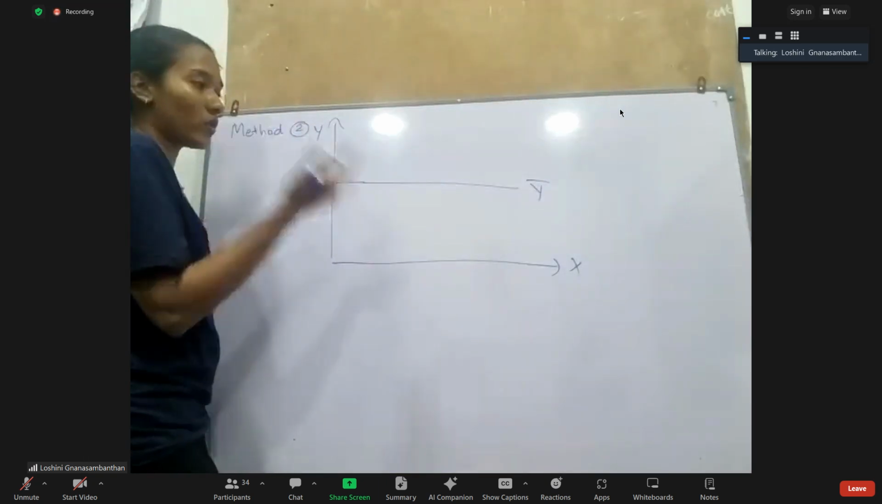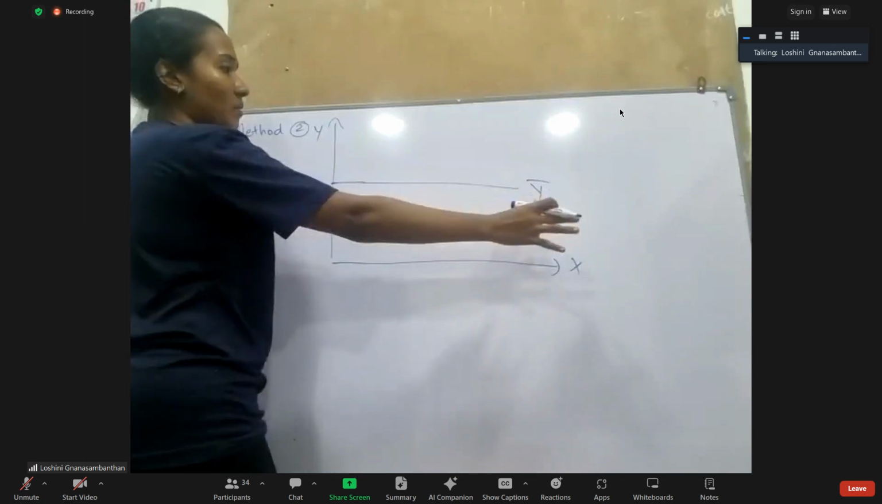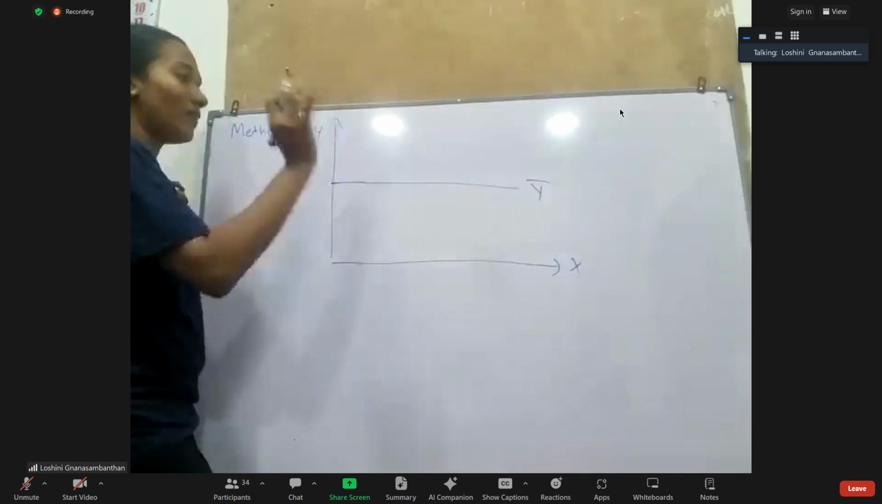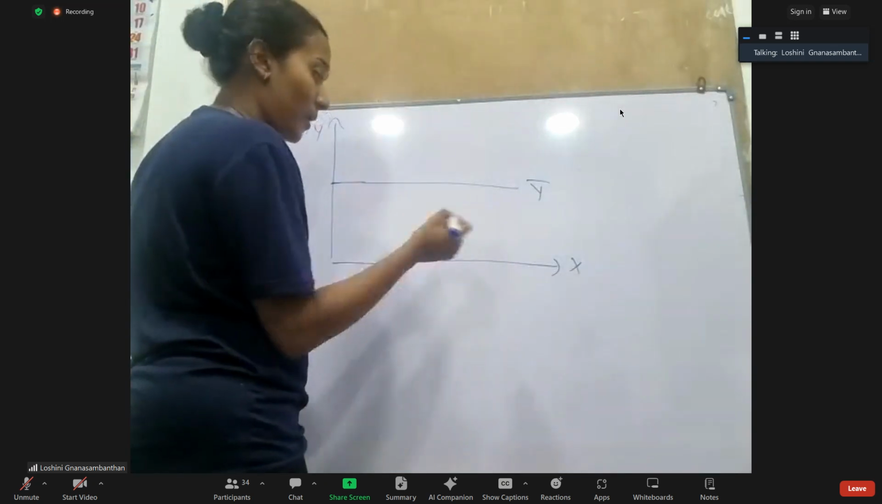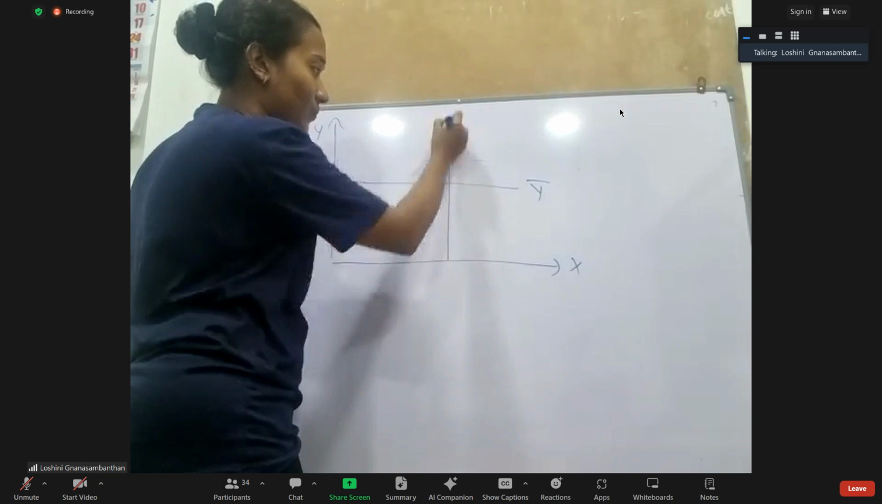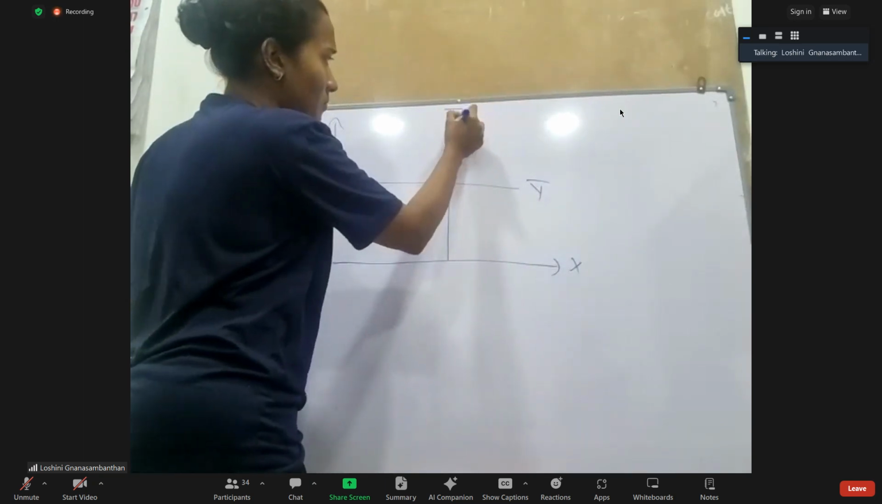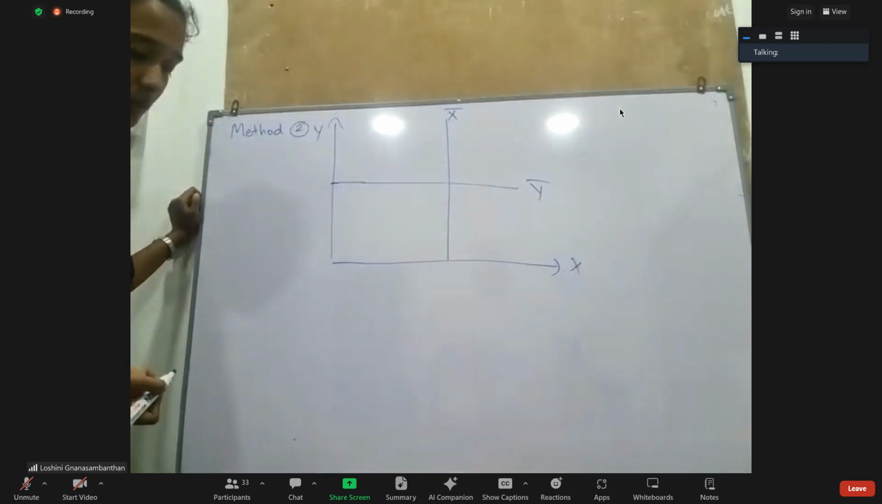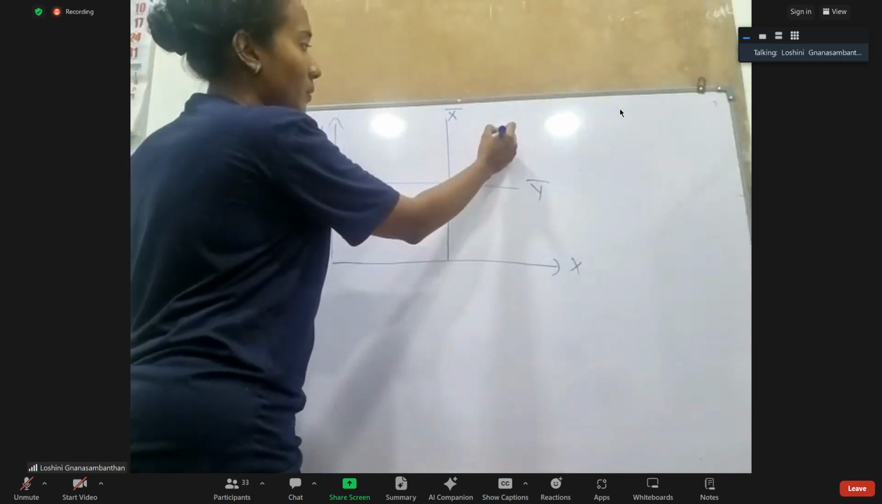If you want to draw the y bar on a graph, it will be a horizontal line because it doesn't have a slope. It's just one value, right? Same as that, if you want to draw the x bar, it is just one value. It doesn't have a slope. Okay, now having this in mind, let's just mark one point here.